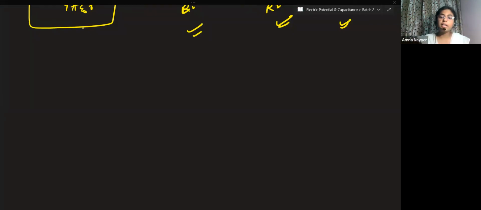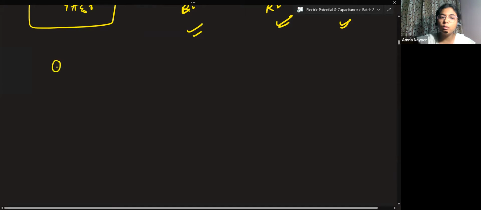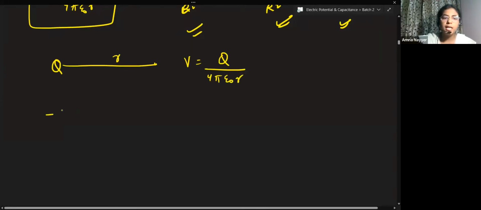In case of potential, potential is a scalar quantity. So if you have a charge, you have to calculate potential at this point. Let this separation be small r. V will be equal to q by 4 pi epsilon naught small r. This is kq by small r. If this is a negative charge and I have to calculate it at this point, this is r, so I won't be taking the magnitude. Whatever is the sign, potential will become negative then.